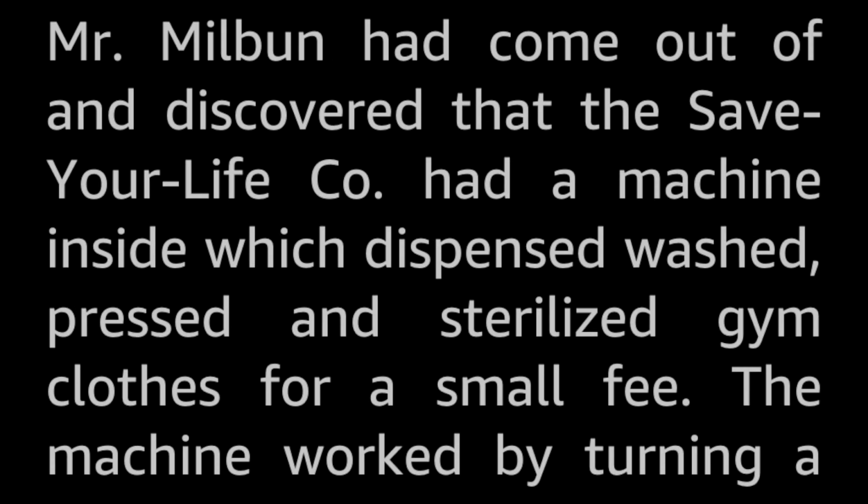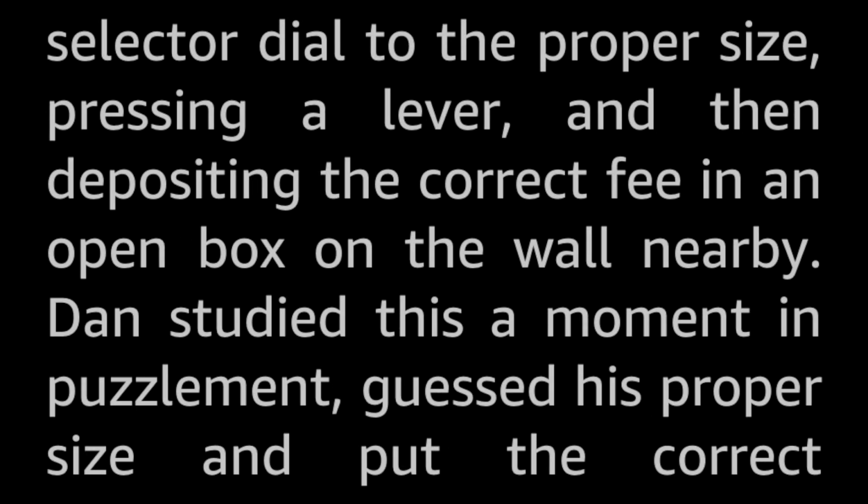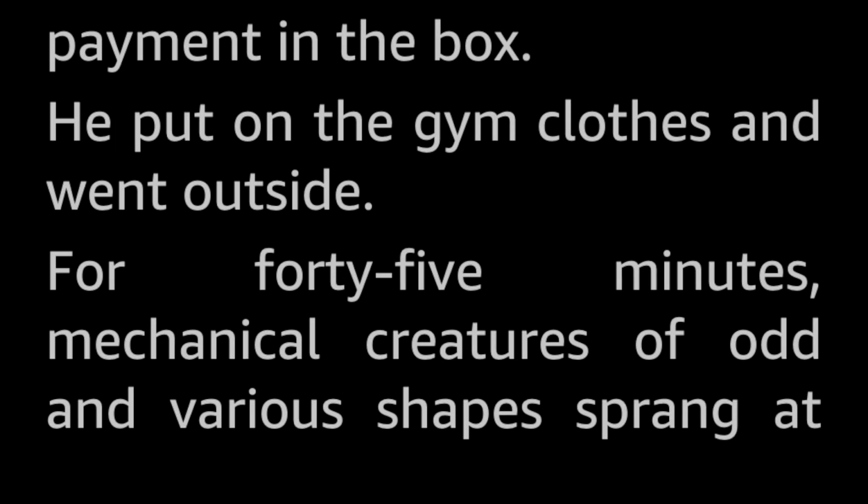The Milburns promptly vanished behind imitation vine-covered doors and came out again in gym clothes. Dan went through the doorway Mr. Milburn had come out of and discovered that the Save Your Life Company had a machine inside which dispensed washed, pressed, and sterilized gym clothes for a small fee. The machine worked by turning a selector dial to the proper size, pressing a lever, and then depositing the correct fee in an open box on the wall nearby. Dan studied this a moment in puzzlement, guessed his proper size, and put the correct payment in the box. He put on the gym clothes and went outside.